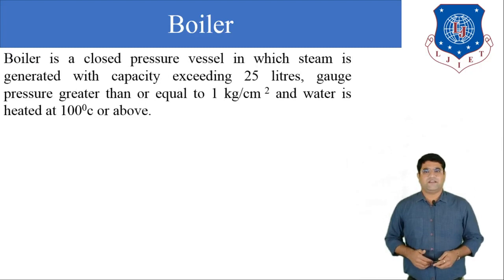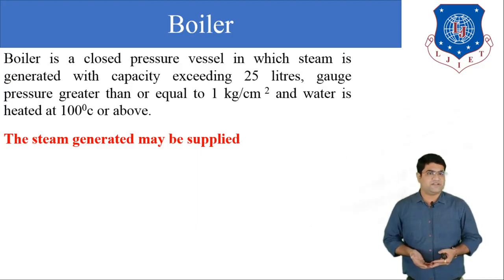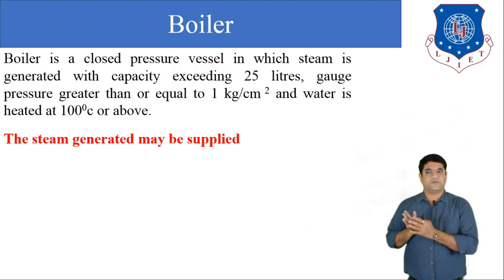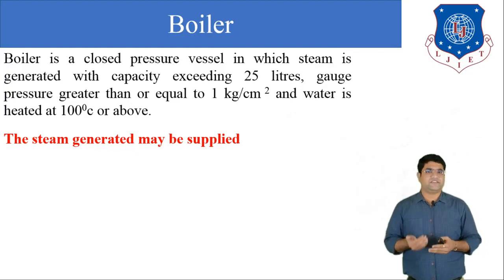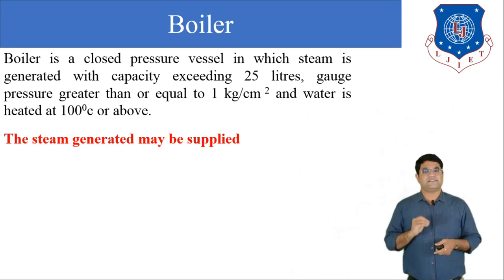First we will discuss the definition of the boiler. We can say that a boiler is a closed pressure vessel in which steam is generated with a capacity exceeding 25 liters. The gauge pressure should be greater than or equal to 1 kg per centimeter square, and the water will be heated above 100 degrees Celsius. These are some basic specifications that are needed, then we can call it a boiler.